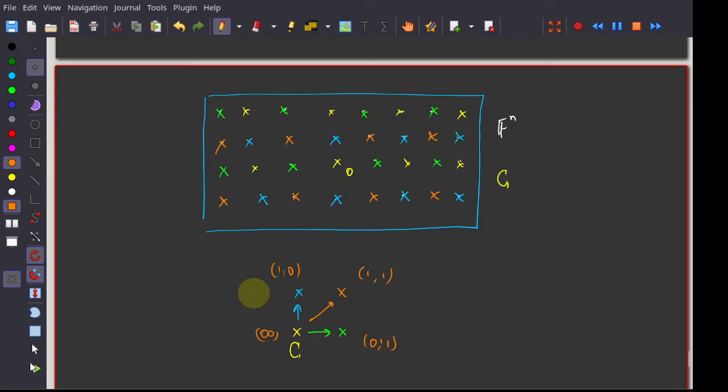So 0 0, 0 1, 1 0, 1 1 under mod 2 addition is just F2 square, or Z2 square. So this was my Fn, and this is my code C, and these are all the various coset representatives. The code words are only the yellow points. So one of these yellow points would have been transmitted, but I could have received any of these other points.